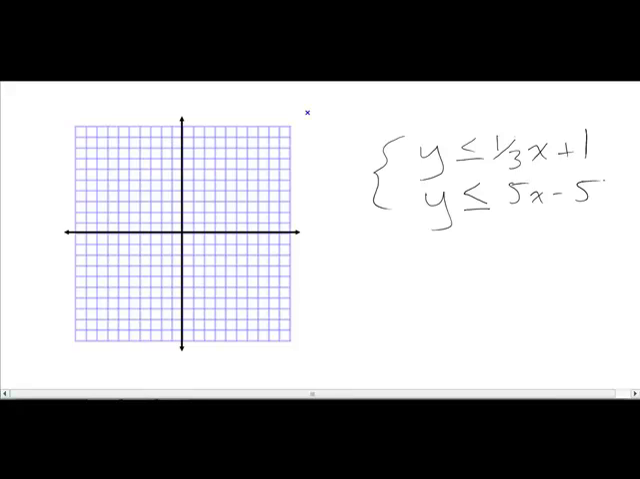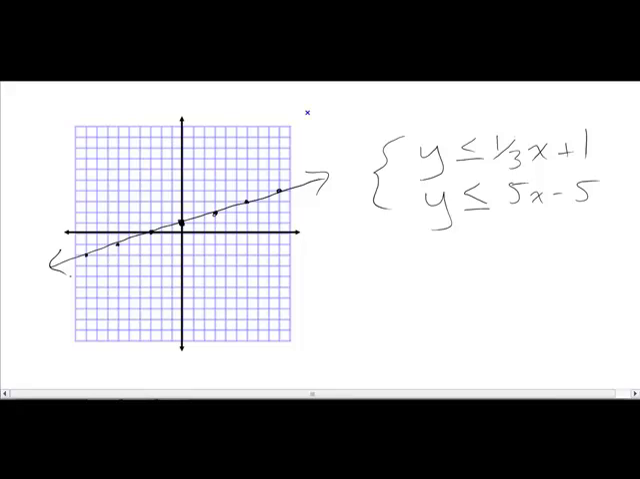1/3 x plus 1 crosses the y-axis at positive 1, and it has a slope of 1/3. So I go up 1, right 3, and I make another point. I can do that again, up 1 and right 3, up 1, right 3. Or I could go down 1, left 3. I could do that until the cows come home, or until I run out of grids on my coordinate grid here. So I'll just go with that. There's my line. Pretty straight line, if I do say so myself.